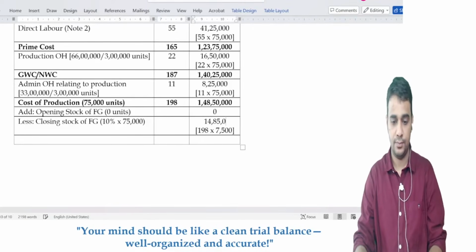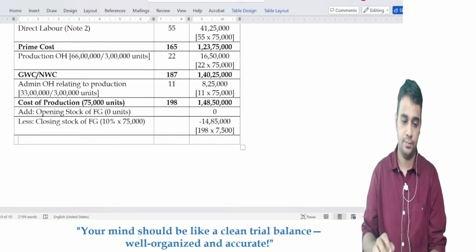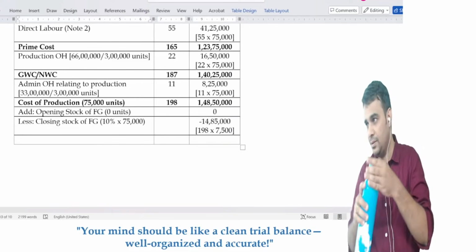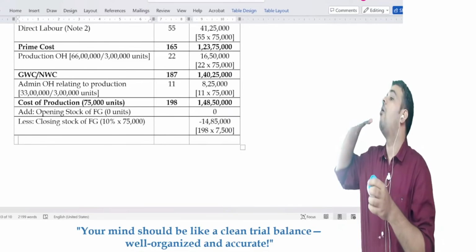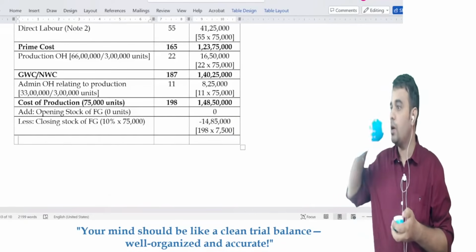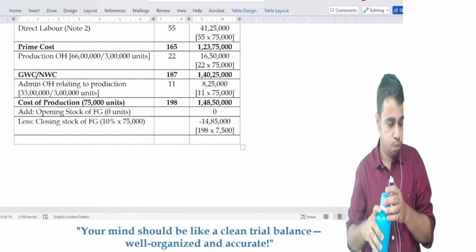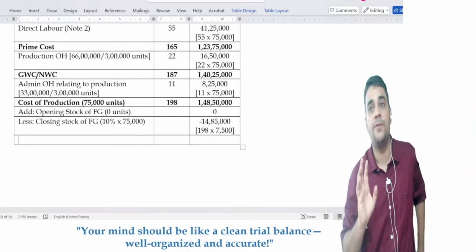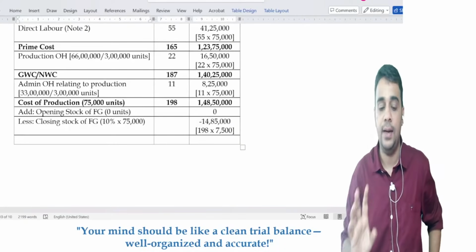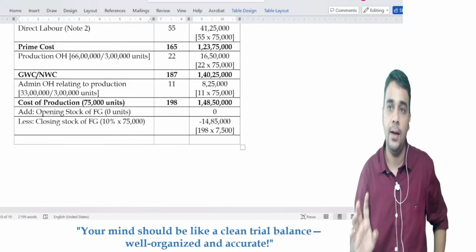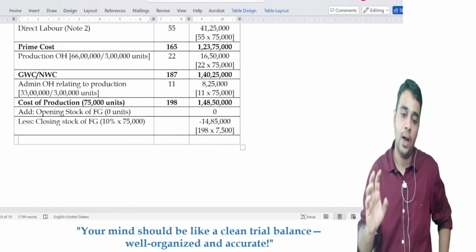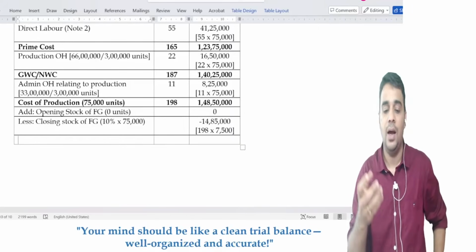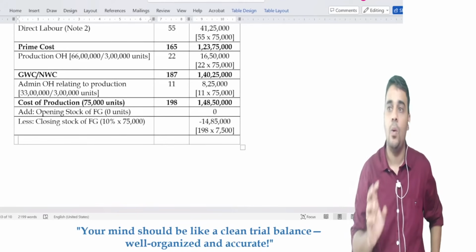14 lakh 85,000. Closing stock is 7,500 units. Cost per unit is 198 rupees. So I've done into 198. Or you can do 1 crore 48 lakh 50,000 COP by 75,000 and do it again, it will be the same 198.